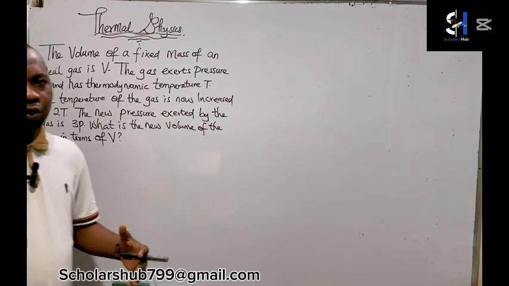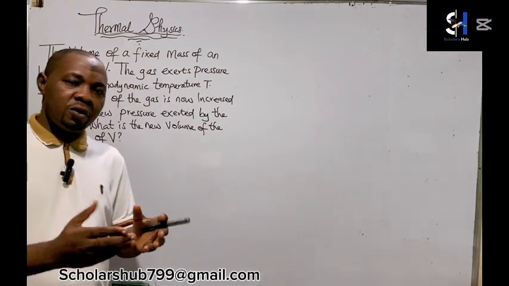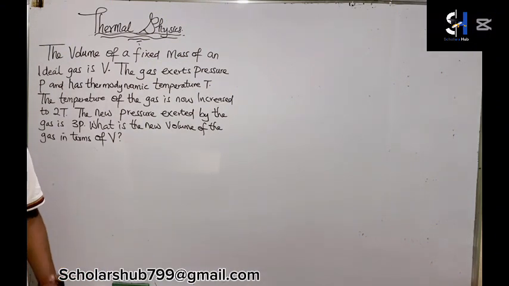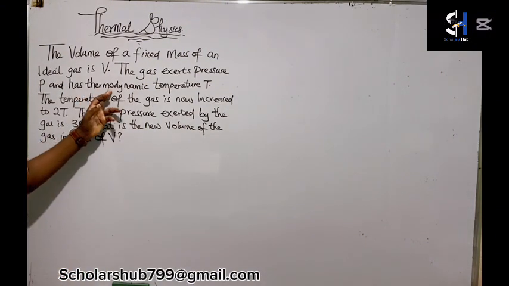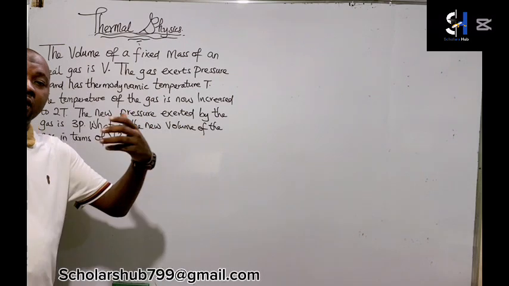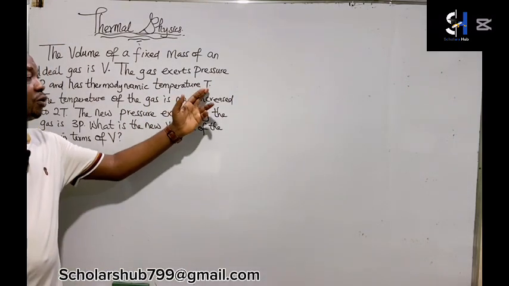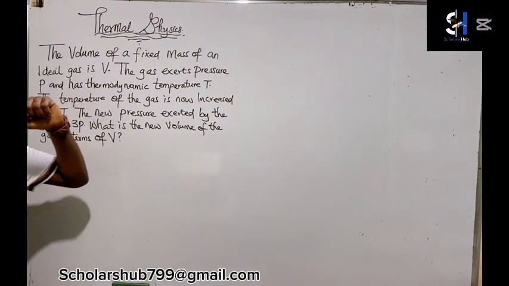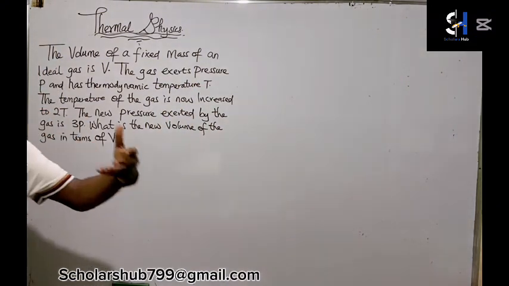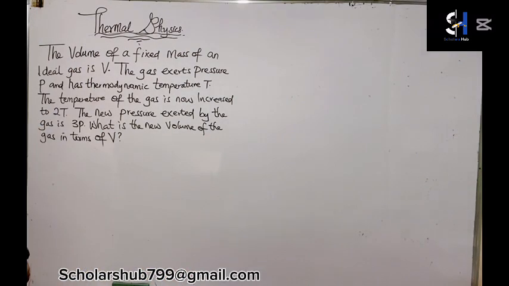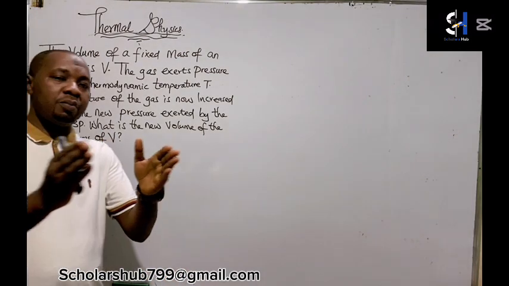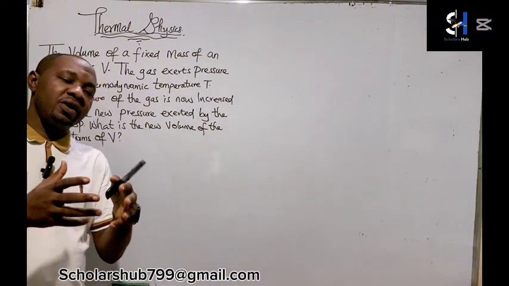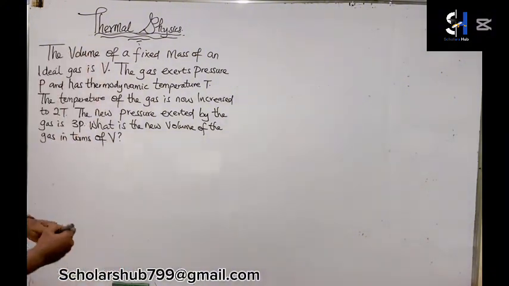Now, in the case of Charles' law, the volume of a fixed mass of a gas is proportional to its absolute temperature. Absolute temperature is what we have here as thermodynamic temperature, also known as Kelvin scale temperature. The unit of T in this case is Kelvin, not Celsius, provided that the pressure remains constant. So when both laws are combined, we are going to have an equation known as the ideal gas equation.